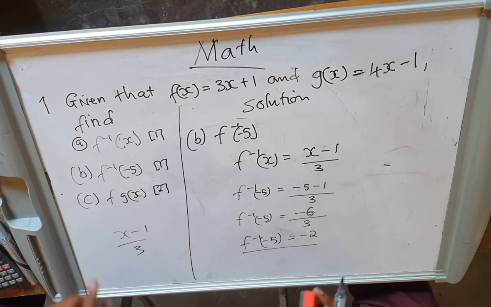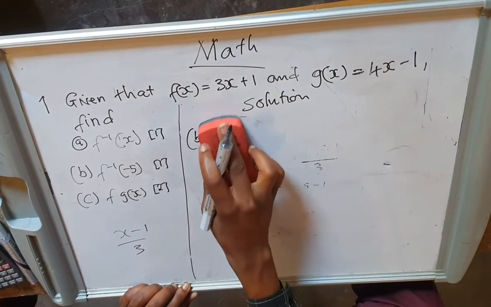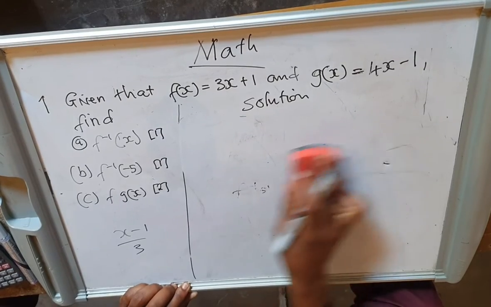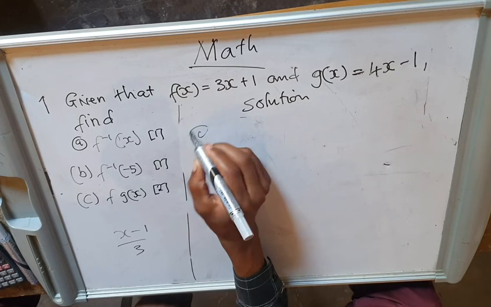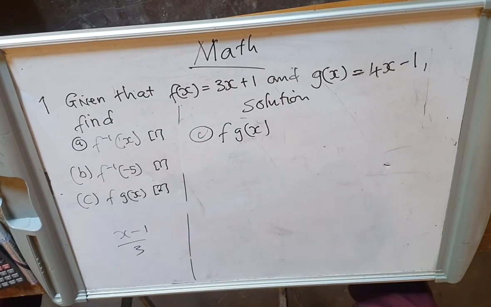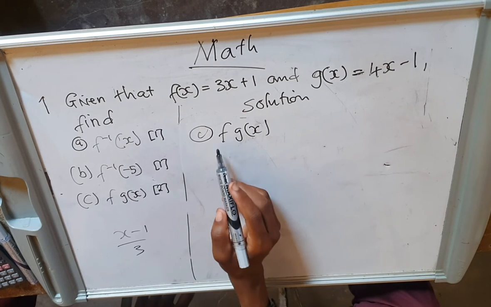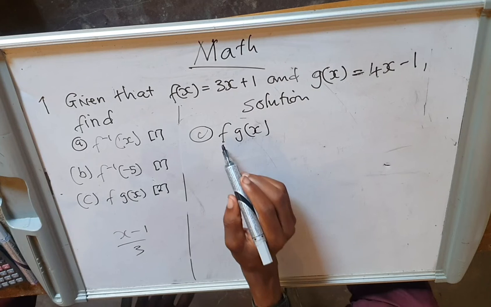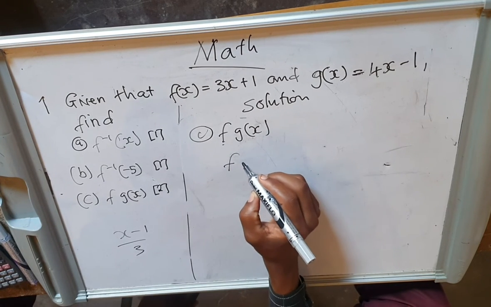Now we go to the last question, C. If you look at C, it is fg of x. To find fg of x, we first write down the f function. The function which is written first is the one we start with; if it was g here, we would start with g. So here we have f. Write down the f function.